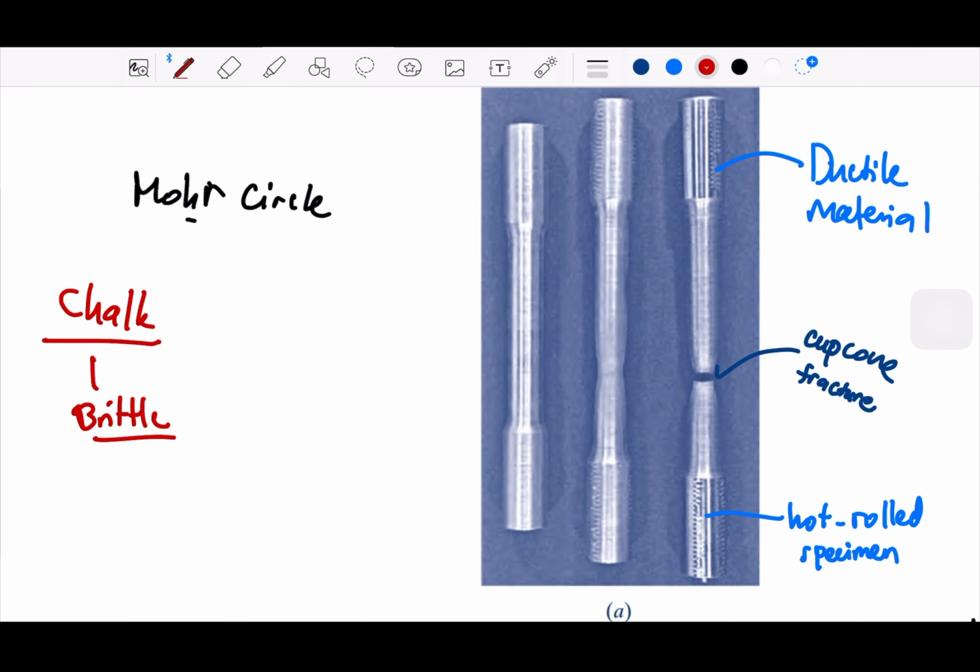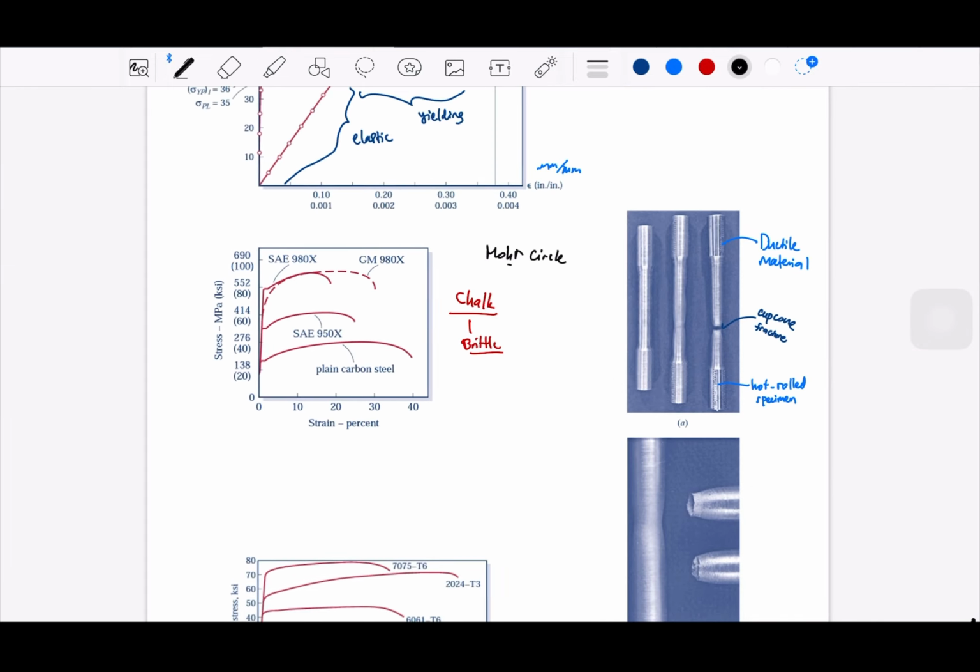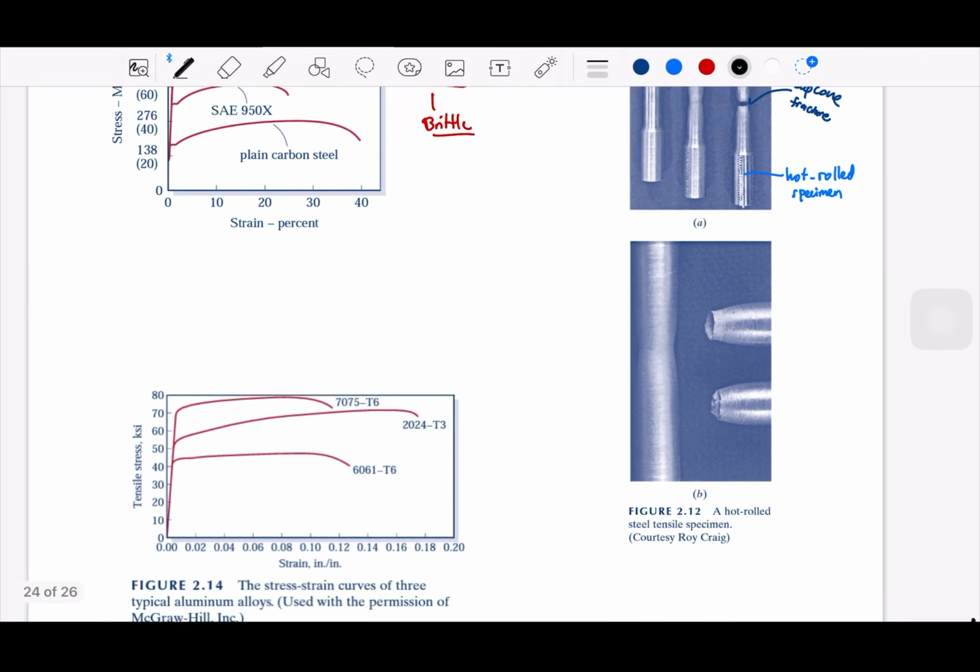And we could see the relations, how the typical fracture looks using the Mohr circle. We will have the Mohr circle, I think, still a few chapters later. But that's just the introduction.